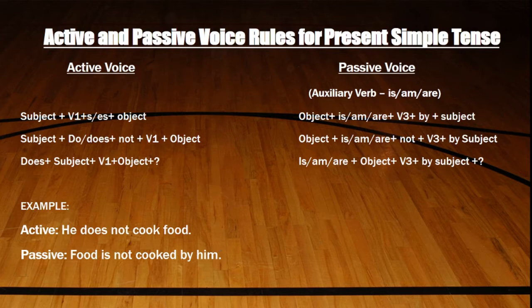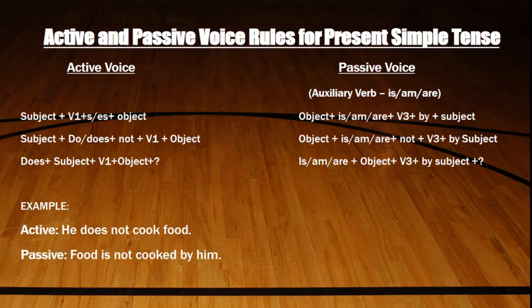So in the case of the active voice, it happens like does plus subject plus first form of the verb and the object, with of course the question mark. So that is in the case of the interrogative sentences. Then we have is, am, are plus object plus the third form of the verb, plus by subject, and then of course followed by the interrogative mark, right? The mark of interrogation. So let's look at the example here.